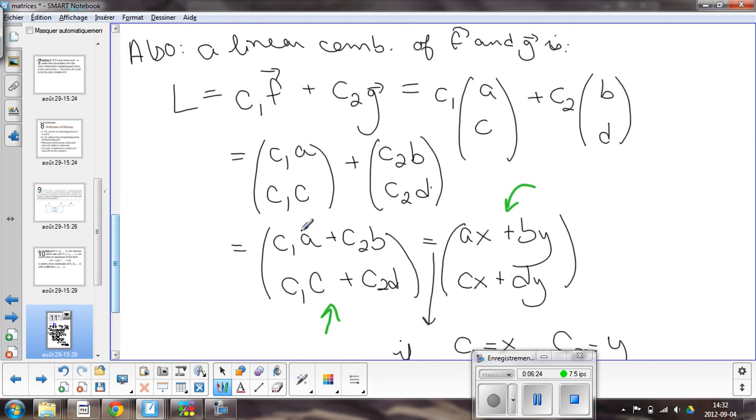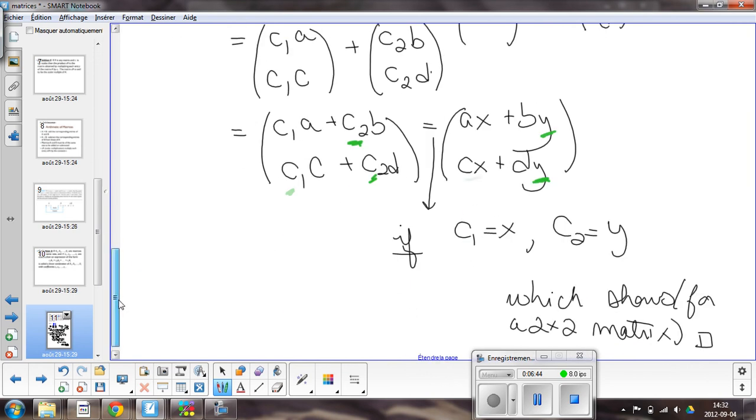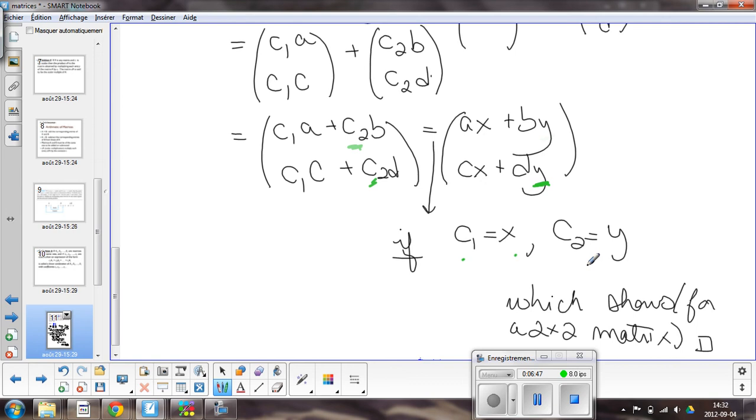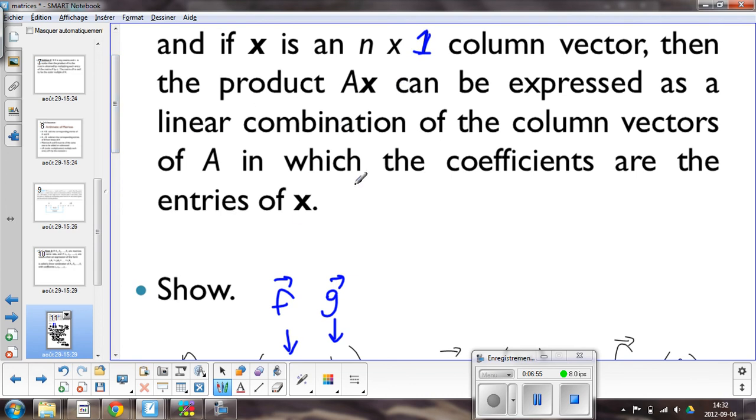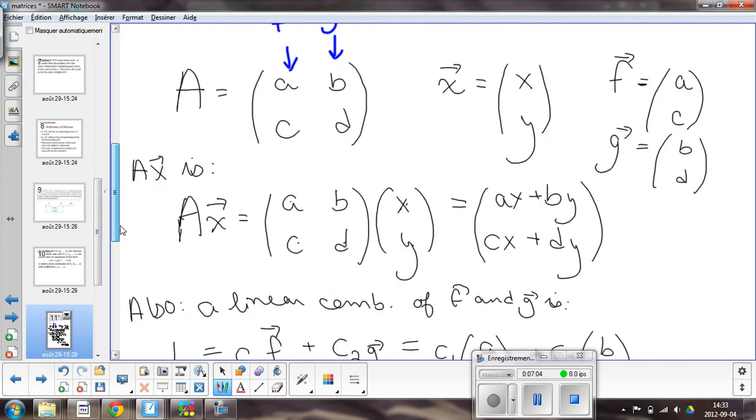So I said, well, if the linear combination is equal to AX, because that's what the statement says, is it possible that these two guys are equal? Well, yes, it is, of course. If X is equal to C1, yeah, as you can see, it works. And then if Y is equal to C2. Yeah, so this can be true if C1 is X, C2 is Y. And that's what it says, didn't it? Let's have a look back. AX would be a linear combination of the column vectors of A, that's true. And then the actual coefficients, C1 and C2, will be the entries of X. That's what we've just shown.